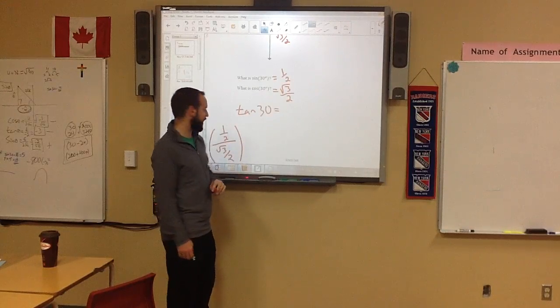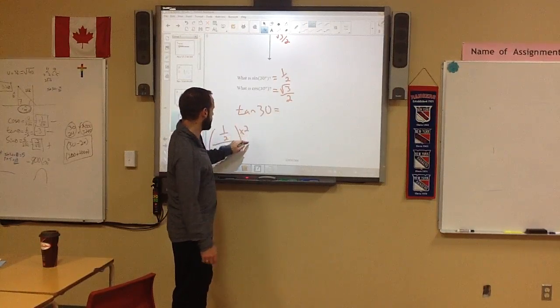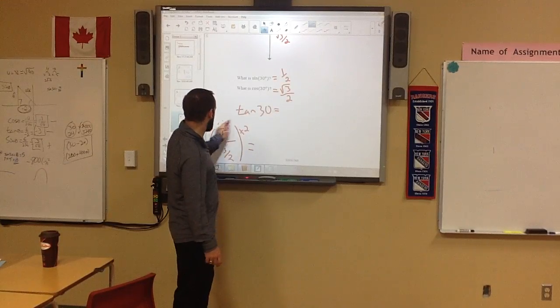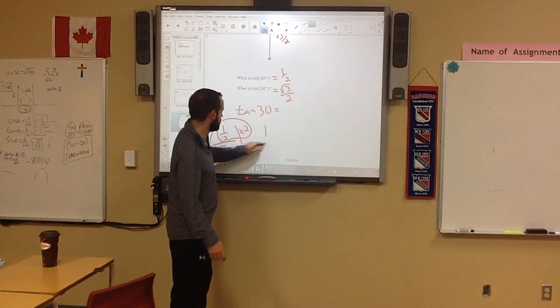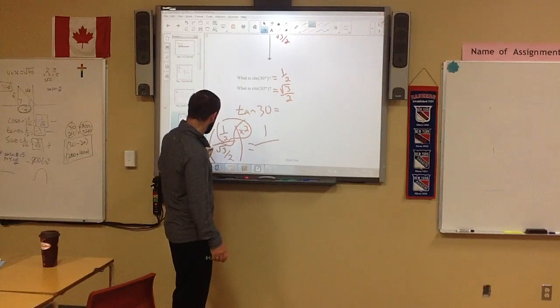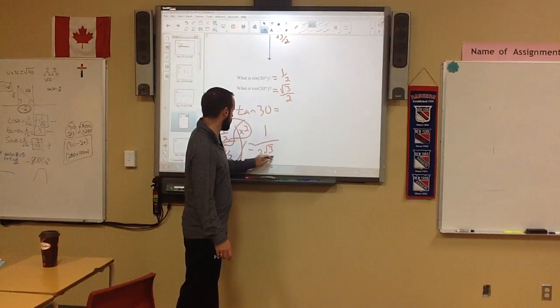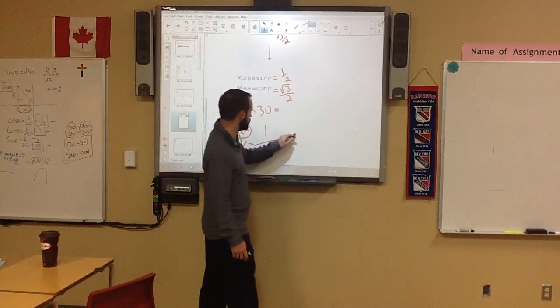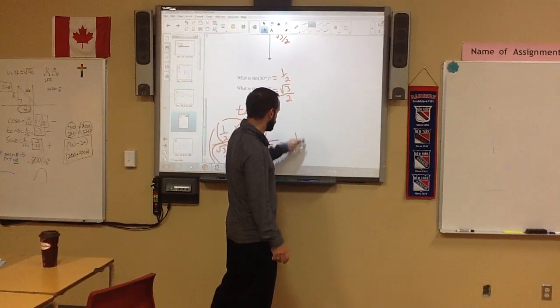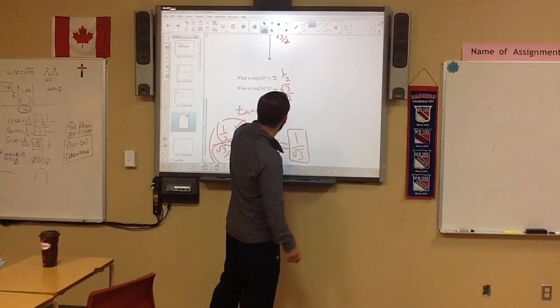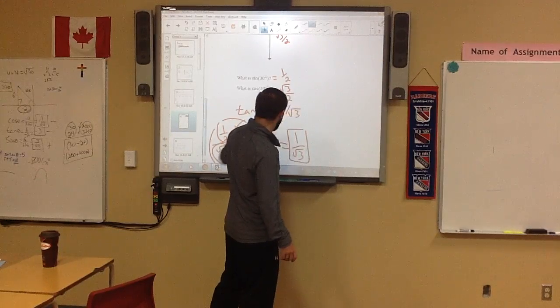We should all know how to deal with that though. What do I multiply this by? I'm still going to multiply by 2. This combines to give me 1. This combines to give me 2 root 3 over 2, which cancels down to 1 over root 3. Now, that becomes my slope.